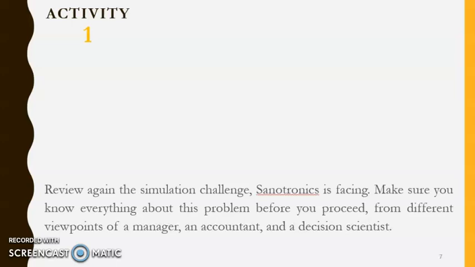So check it, and for example, when it says make sure you are fine with it from different viewpoints of a manager, accountant, and decision scientist, just try to check it as a manager. For example, you own the company and you want decision scientists to do this analysis for you, an accountant about the numbers and all those factors like demand, cost, part, and decision scientist as a simulator.